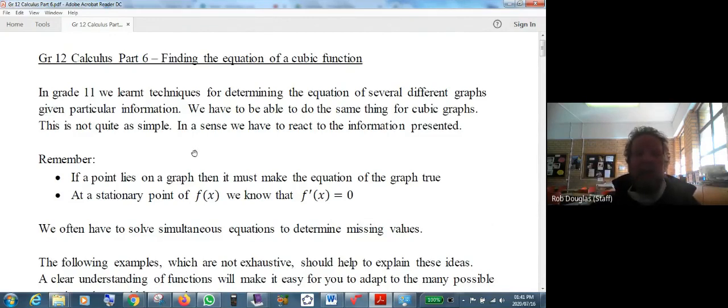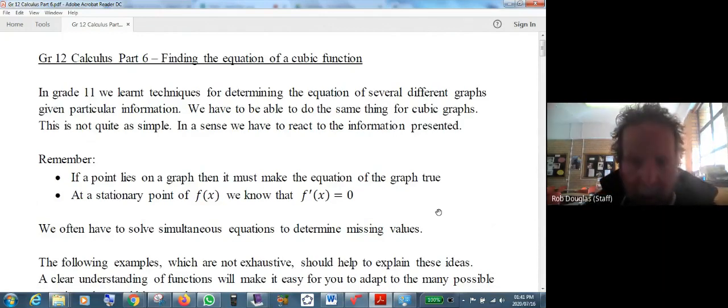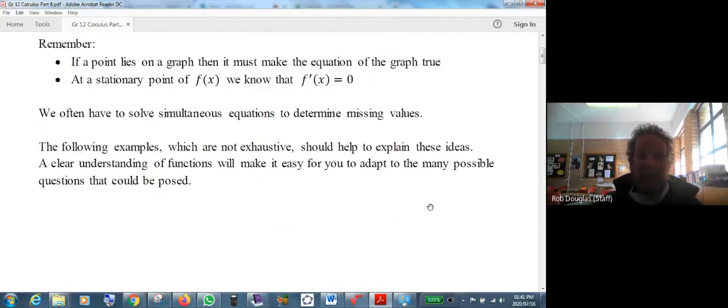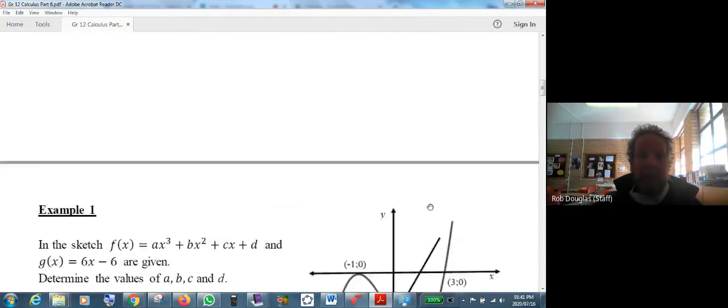And one of them is, if they give you a point on a graph, then that point makes the equation true. That means you've got an x and a y value that you can put into the function and then maybe solve for some other things you don't know. But you can substitute in that x and y value. And that's what we're going to use in this next example that we look at, the first one.